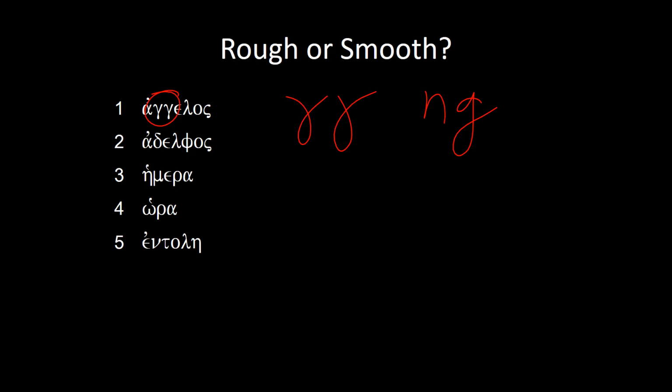Okay, number 5, entole. The breathing mark is above the epsilon. This one is smooth. And then here, number 6, hopefully you're not one of these, although all of us are at some point. Hypocrites. This is the word for a hypocrite. Is that rough or smooth? That one is rough.